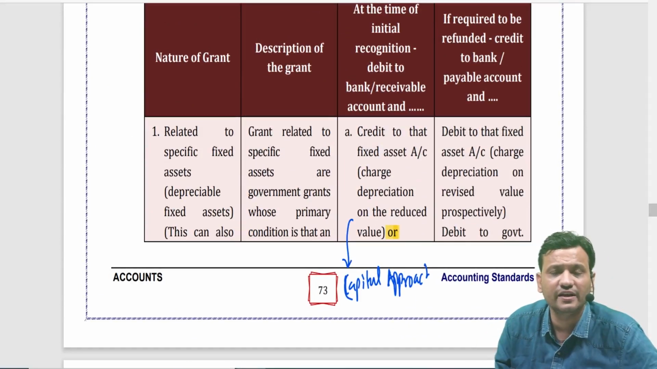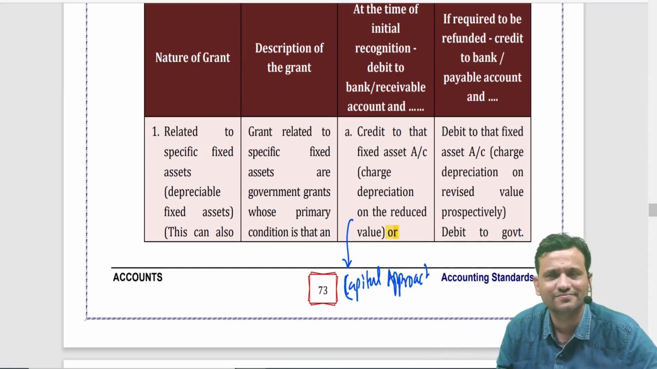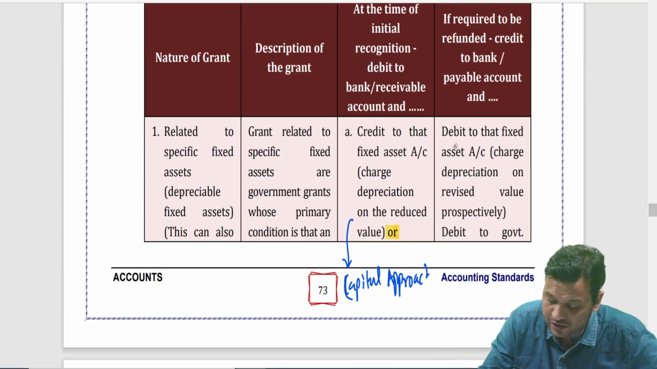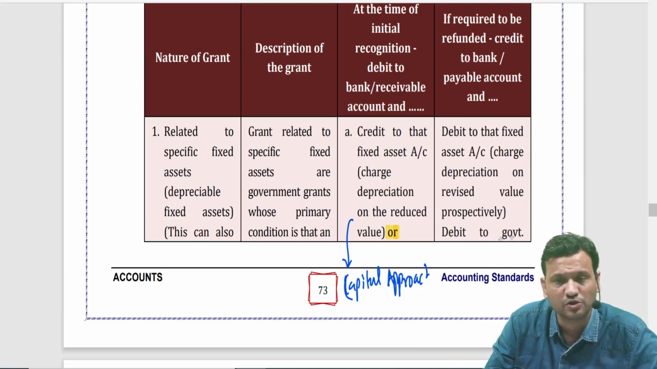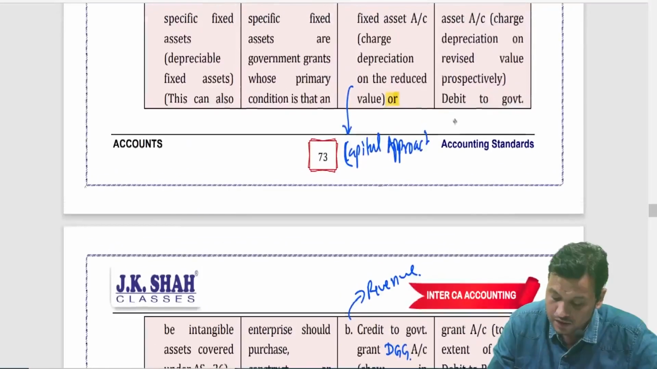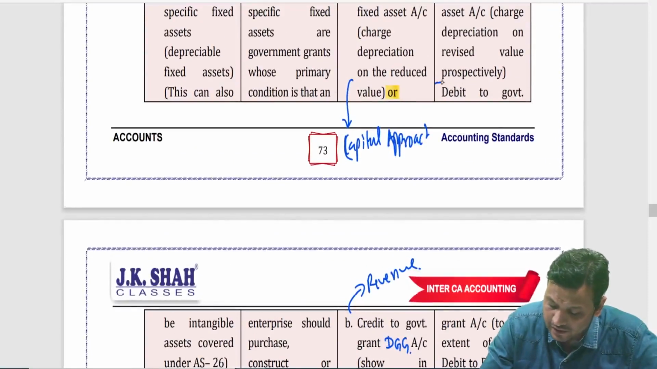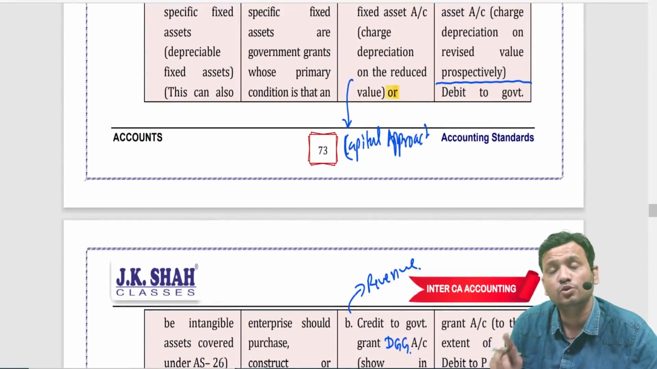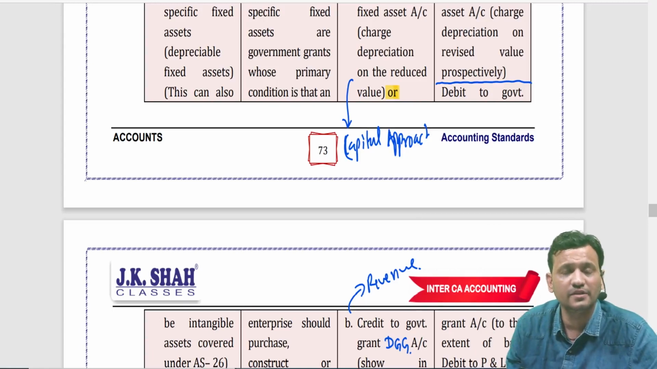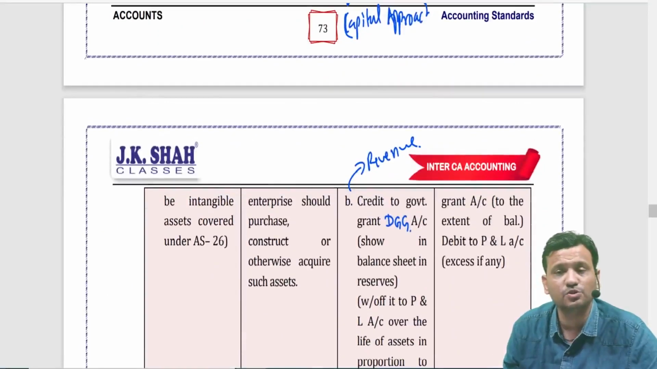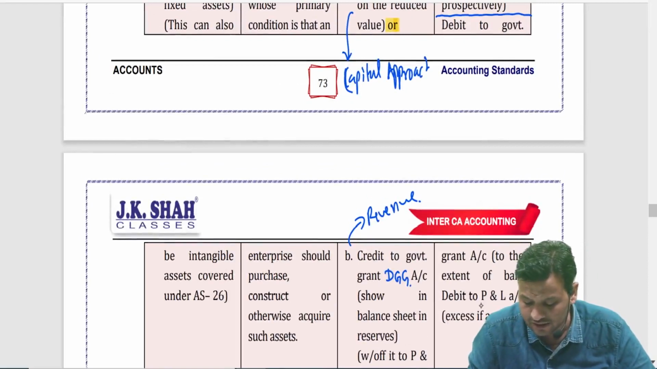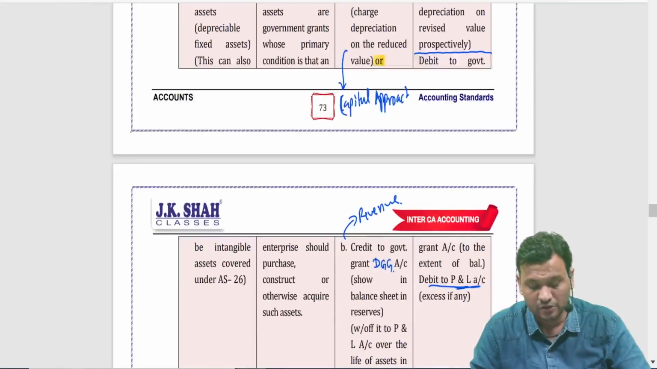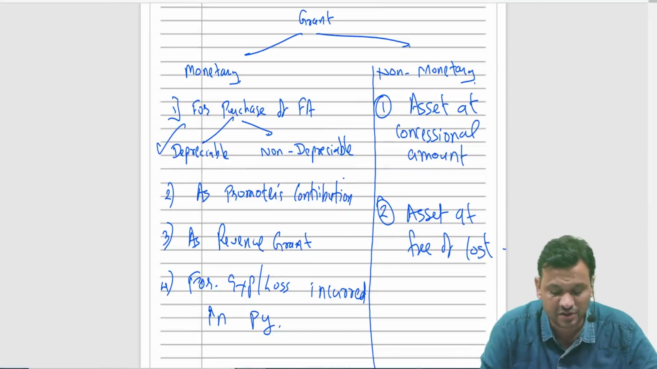If this grant gets refunded, then whatever accounting treatment you have done, just reverse it. Original accounting treatment will be reversed. So if you have reduced it from the cost of the asset, add to the cost of the asset: debit fixed asset account, and charge depreciation on revised value prospectively. Now for the B part, that is, if it is revenue approach, then you have credited DGG account, and this DGG is transferred to P&L in the ratio of depreciation. So when refund happens, you have to debit DGG only to the extent of balance, and any excess will be debited to P&L. So this is with respect to my first part, depreciable fixed asset.